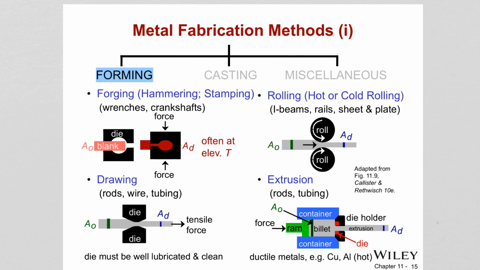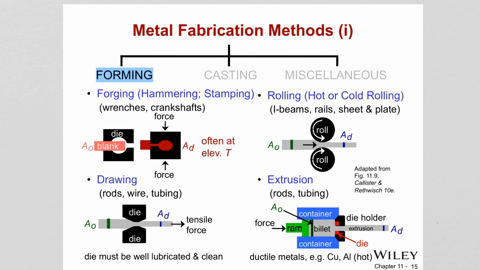Drawing is usually used when you want to produce rods, wire, and tubing. In between the die, you are pulling the workpiece with the application of tensile force. There is a reduction in the cross-sectional area when the workpiece passes through the die cavity. You see that initially the cross-section was A0, and it decreases to AD.